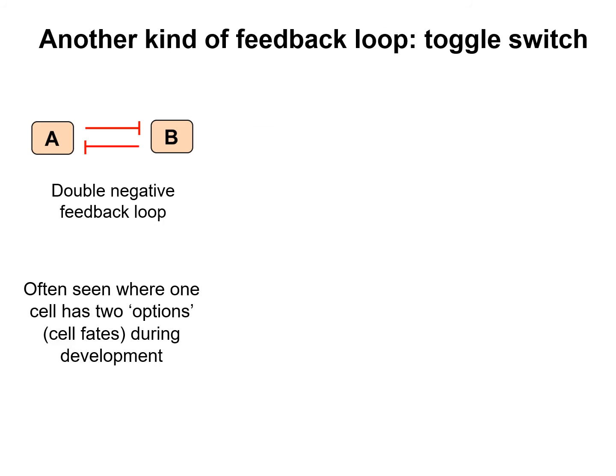Now let me talk to you about a different kind of feedback loop, which is when both of these proteins actually inhibit each other. So you can think of this scenario as two people who hate each other and do not want to go to a specific party. So if A is present, it would restrict the presence of B, and if B is present, it would restrict the presence of A.